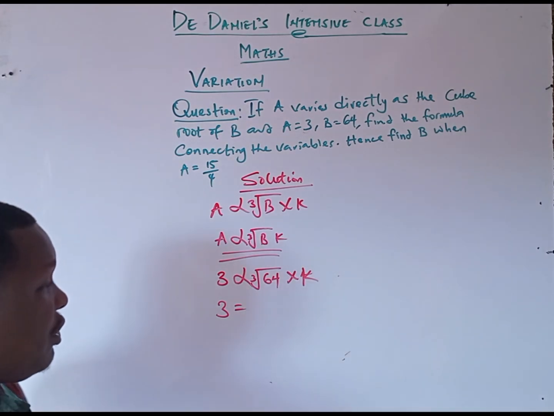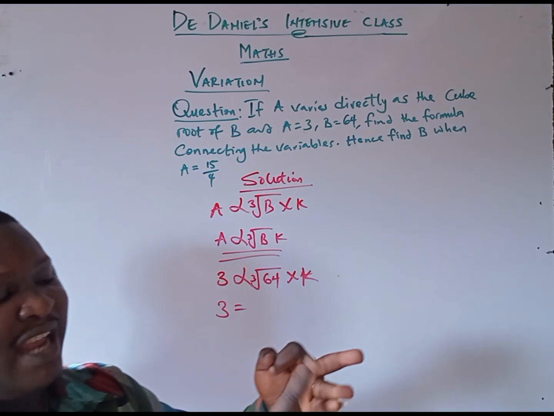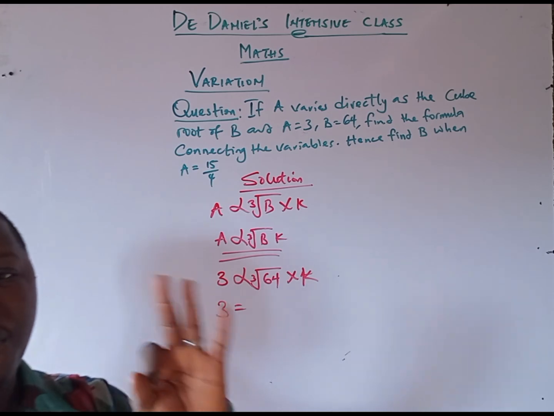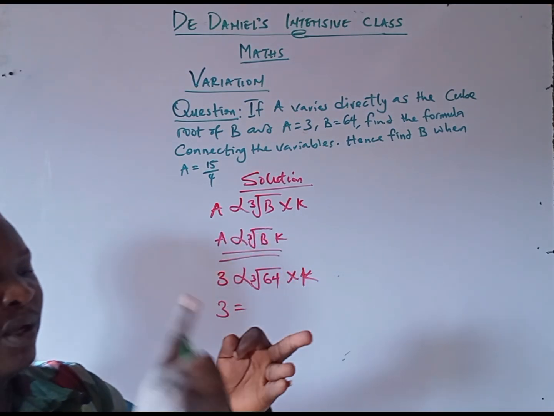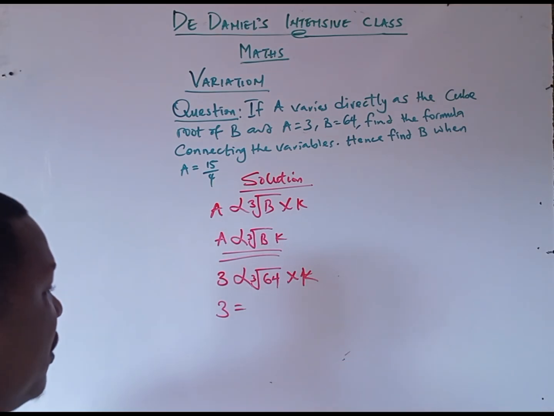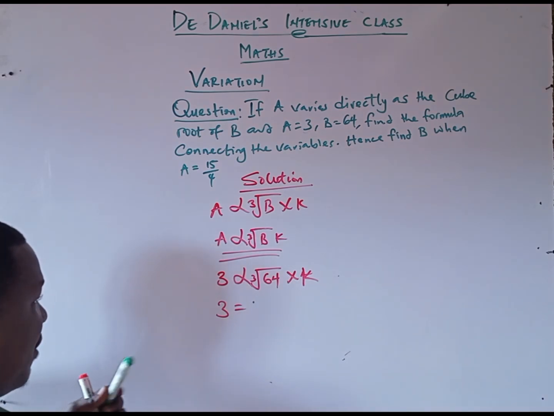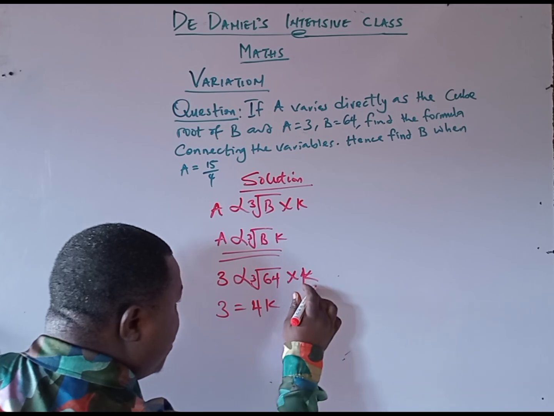The next number is 3. 3 in 3 places, 3 times 3 is 9, 9 times 3 is 27. Definitely that is not working. The next number is 4. 4 in 3 places, 4 times 4 will give you 16, 16 times 4 will give you 64. So obviously what we have here is 4K. We have our K here.